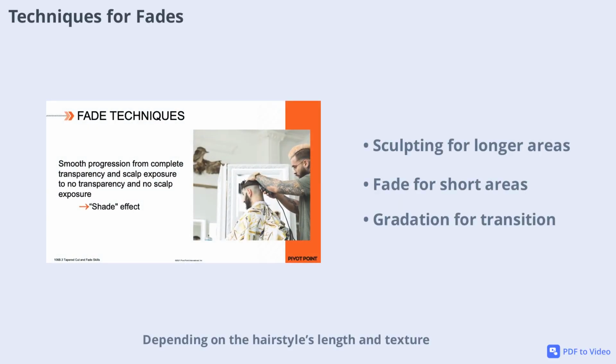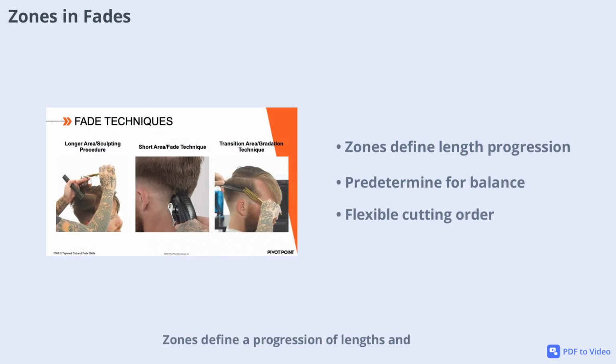Depending on the hairstyle's length and texture, you'll use sculpting procedures in longer areas, fade techniques in very short areas, and gradation techniques to transition between the two. The choice of technique depends on the hair's density, texture, and length. We'll explore how to assess these factors and select the best approach for each client, ensuring a balanced and stylish fade every time.